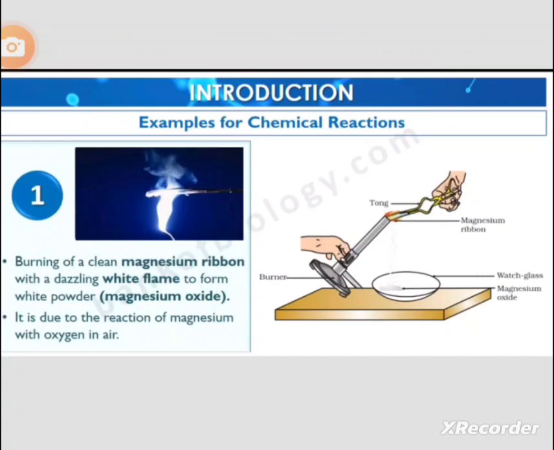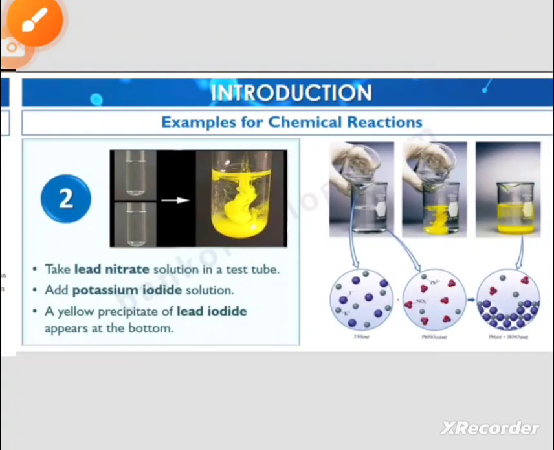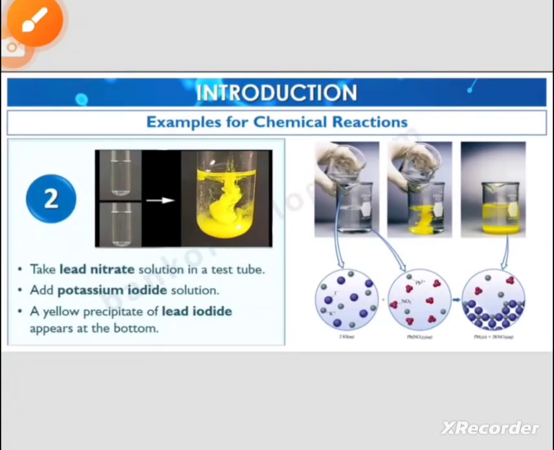So we are getting blue color on the red litmus paper after changing it. Now, the next reaction is, what will happen when we add lead nitrate with potassium iodide? As we look at the slide, both the solutions are colorless, lead nitrate as well as potassium iodide. What will happen? The question is asked to you. What will happen when we add the lead nitrate with the potassium iodide?